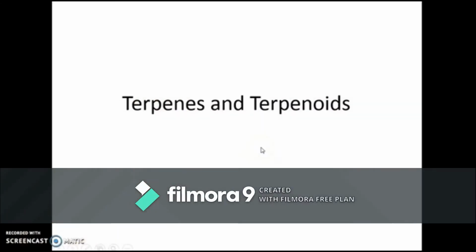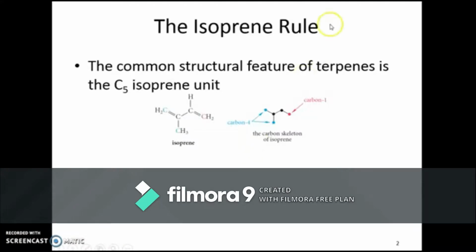And what a terpene or a terpenoid is: terpenes are made up of isoprene units. This is isoprene right here, a 5-carbon molecule. And the thing that we are concerned about is that it's attached in this structure. It doesn't matter about the functional groups.